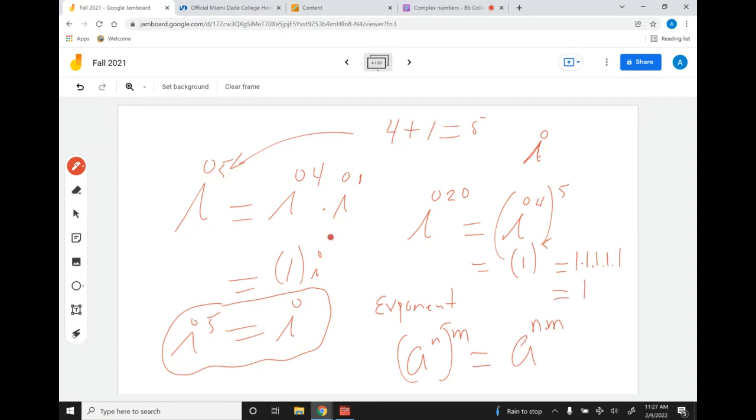The exponent tells you how many times you're going to multiply the base by itself. So this time the base is 1, the exponent is 5, so you're going to multiply 1 by itself 5 times. In this case, you get 1.